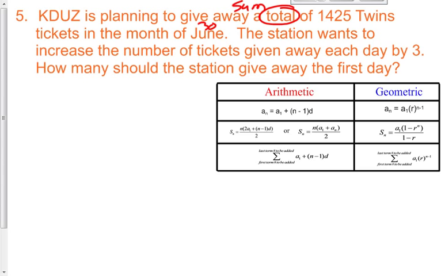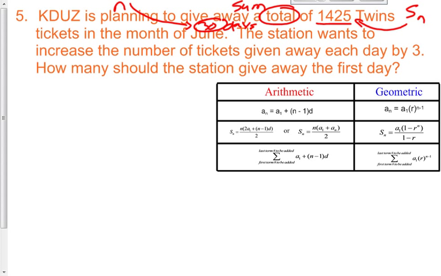The station wants to increase the number of tickets given away each day by 3. Okay, so it's going to give away a certain amount of tickets, and then it's going to increase by 3, increase by 3, increase by 3, so on and so forth until they give away a total of 1,425. So this right here is S sub n. The 30 right here, there's 30 days in June. So this is the number of terms that there are. So this is n.